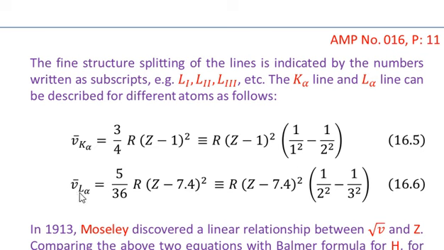Now for the L alpha line, the wave number nu bar is given by 5 over 36 times Rydberg constant times (Z minus 7.4) whole squared, which is equal to R times the square of (Z minus 7.4) multiplied by 1 over 2 squared minus 1 over 3 squared. So the L alpha line is obtained when the transition takes place from level 3 to level number 2. So this is the K alpha line, and this is the L alpha line. The other lines will be K beta, K gamma, and so on, for which I have not shown the formula, and you can modify this formula by yourself looking at these two formulas.